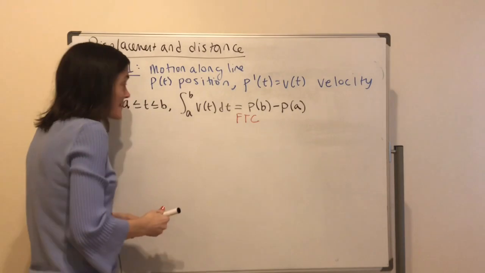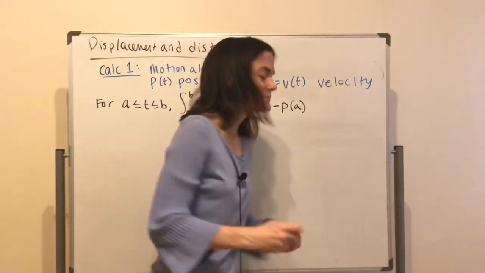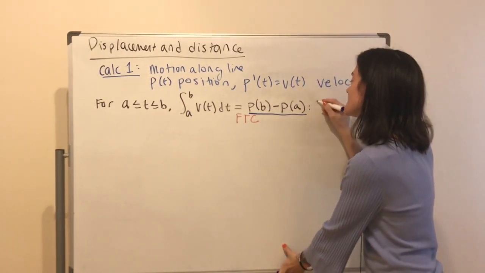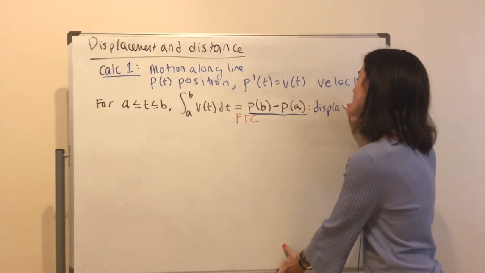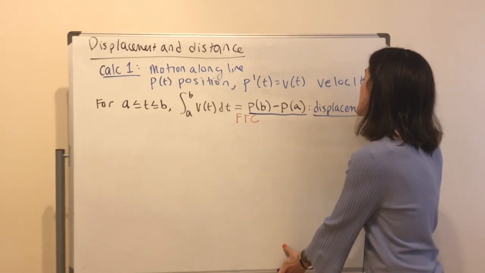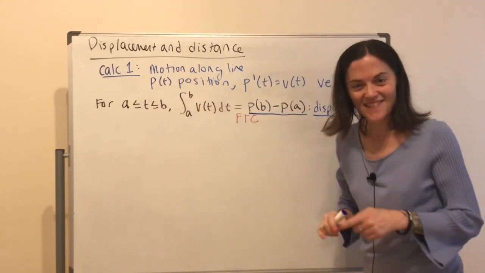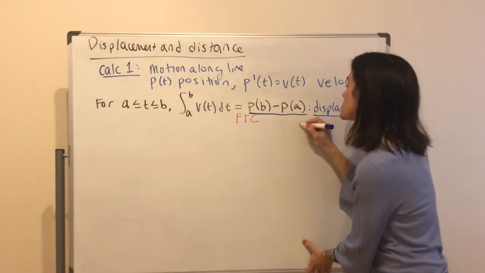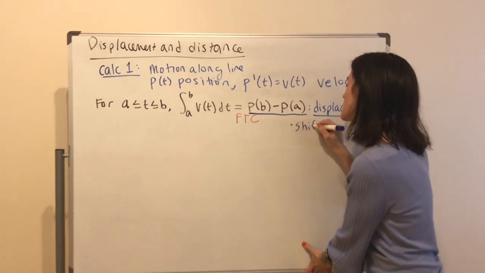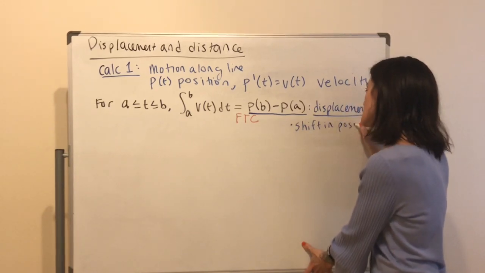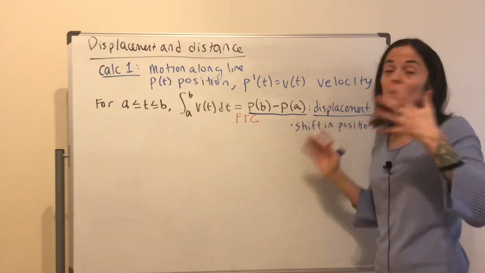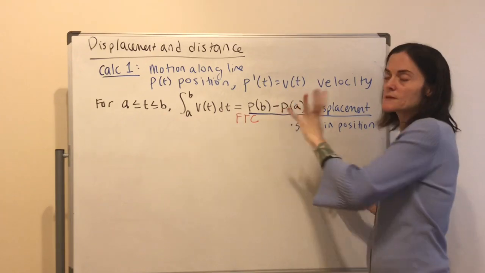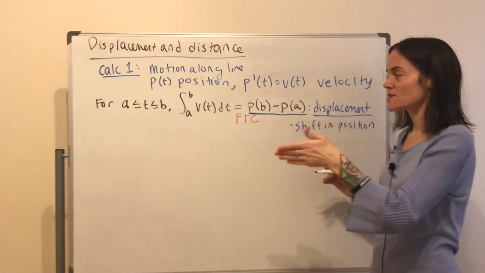Okay, now this has a name, this here. This is the displacement on the interval. And what does displacement mean? First of all, it's in our title of today, right? But what is it? Displacement is a shift in position. And you see this here. It's just the final position, or the position at time b, minus the initial position, which is the position at time a, if you think about starting at a and ending at b.